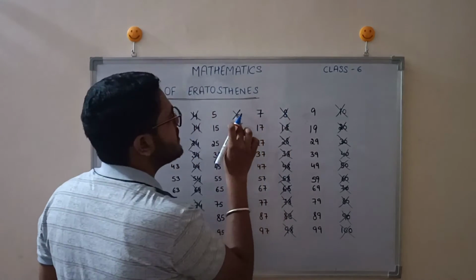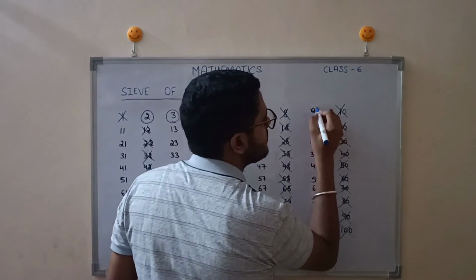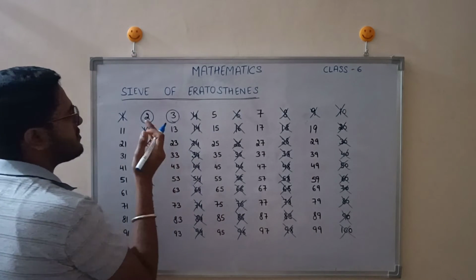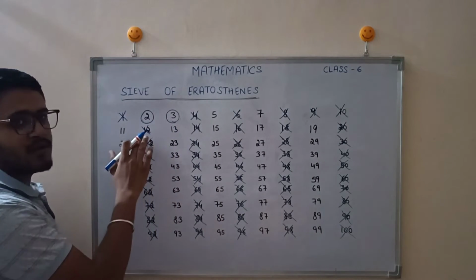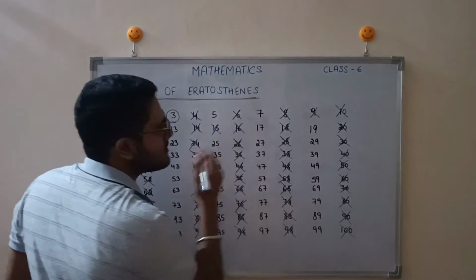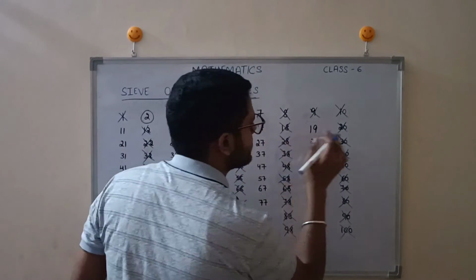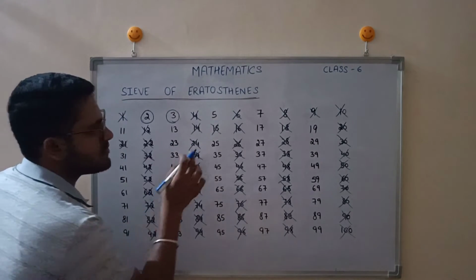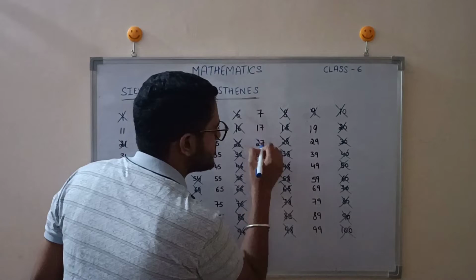Let's move next. After 6 it's 9, let's cross it out. Then the next multiple of 3 is 12. 12 is already crossed out. Let's move next. 15, then 18, which is already done. Then comes 21, then 24, then 27.